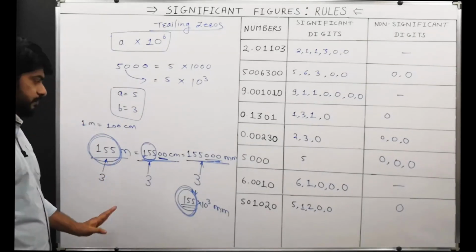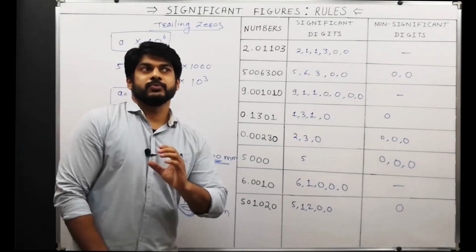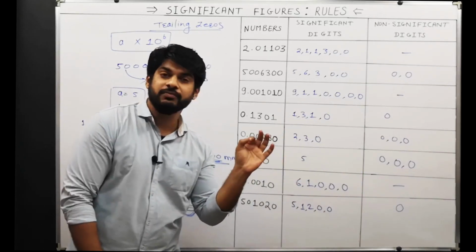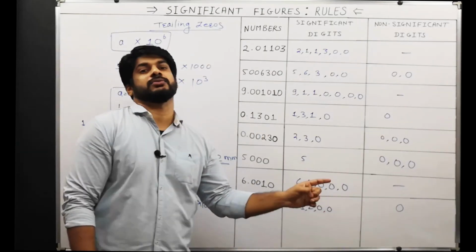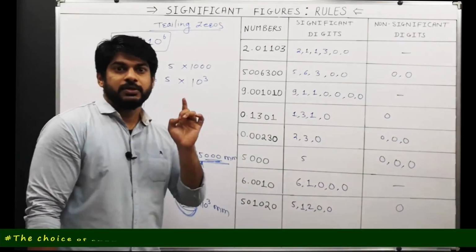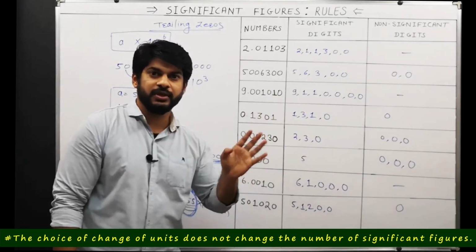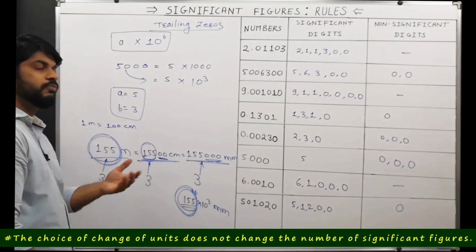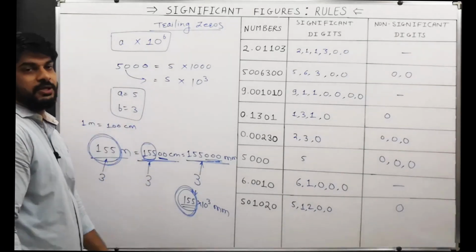So there is one rule that you can make out from this: even if you change the unit of any measured quantity, the number of significant figures does not change at all. The choice of unit does not change the number of significant figures. Whichever unit you choose, centimeter, mm, meter, whatever, the number of significant figures remains the same. Remember this.